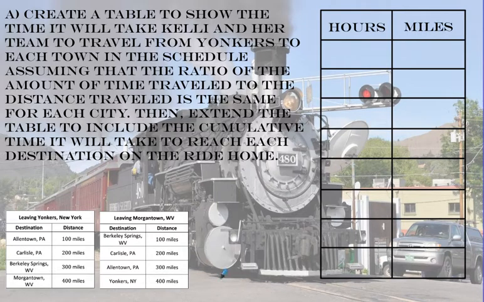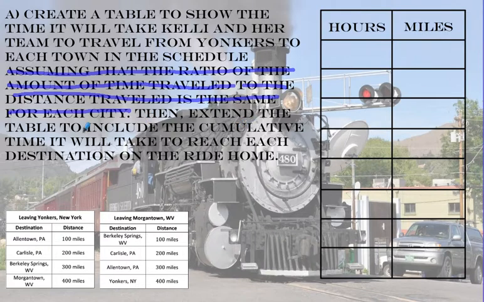So this is a key piece right here, knowing to assume that the ratio of the amount of time traveled to the distance traveled is the same for each city. So that means that their speed was the same the entire time. In order to complete this problem, we have to assume that it travels at a constant speed.